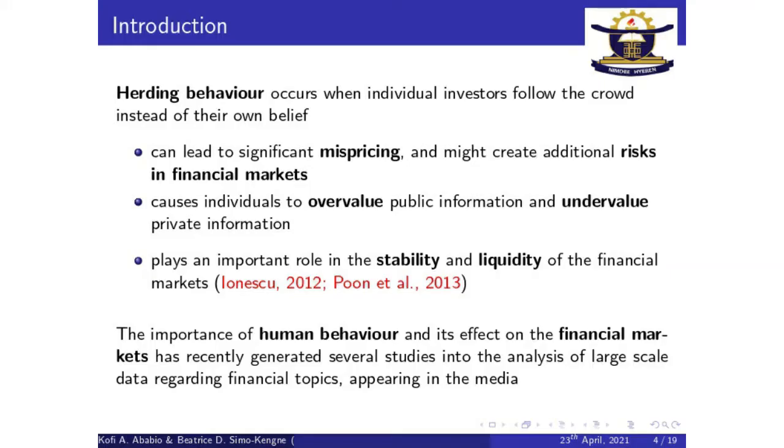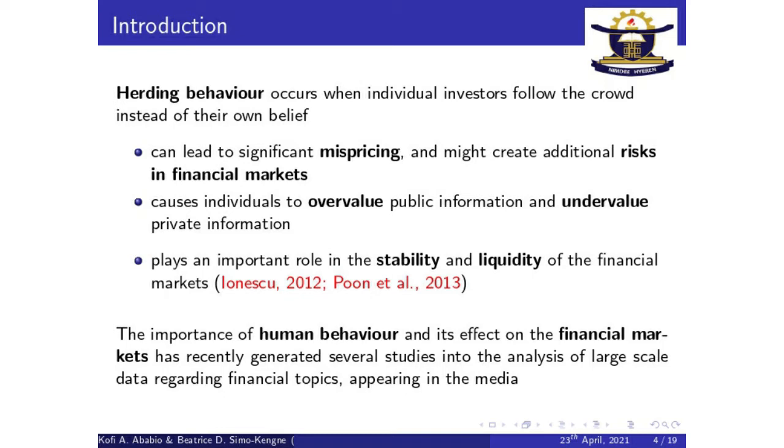Now, hedging behavior occurs when individual investors follow the crowd instead of their own belief. Now, this can lead to significant mispricing and might create additional risk in financial market. Hedging causes individuals to overvalue public information and undervalue private information. It plays an important role in the stability and liquidity of the financial market, according to Iron School 2012, Pone et al. 2013.